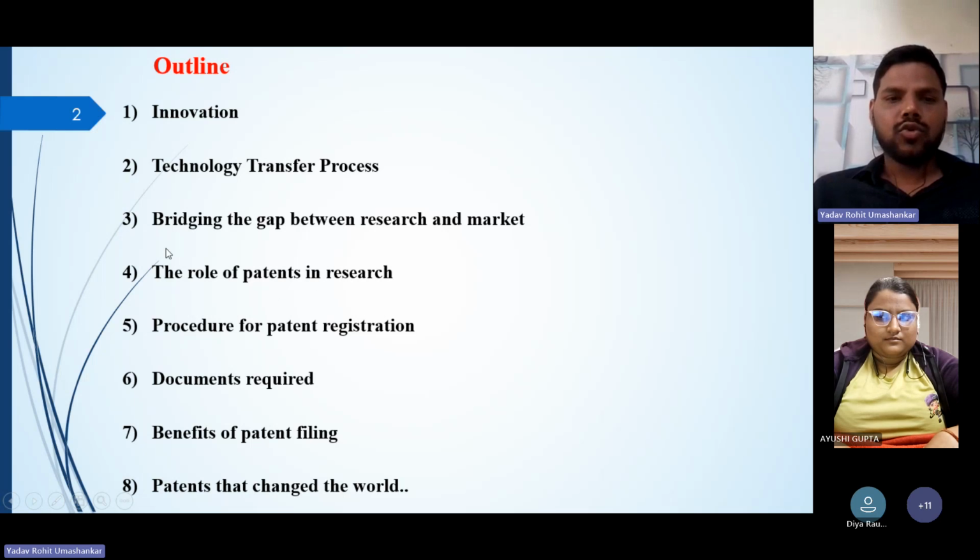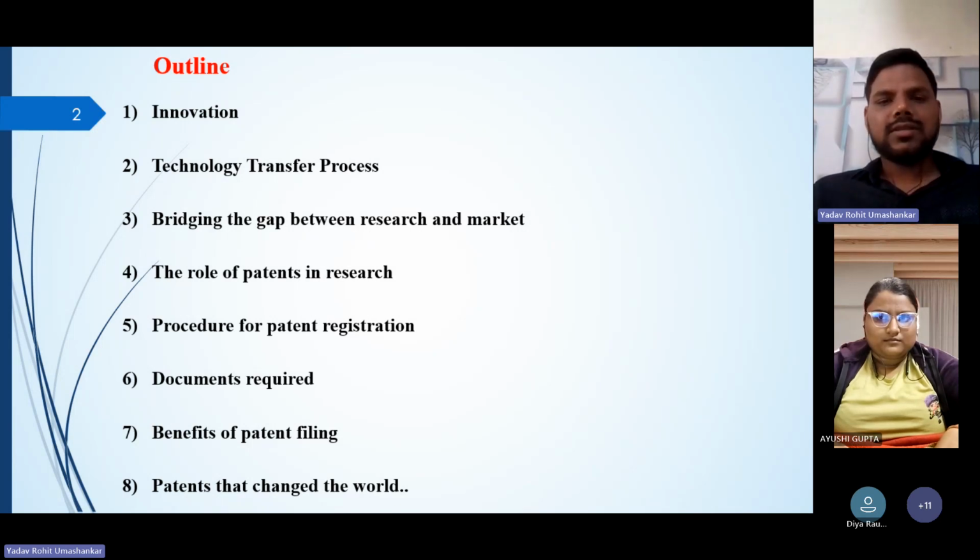Then we will come to the role of patents in research, and how a patent can give you some right and some control over your ideas or your invention. We will get to know the procedure for patent registration, and which inventions or ideas can be patented and which cannot be patented under the law.